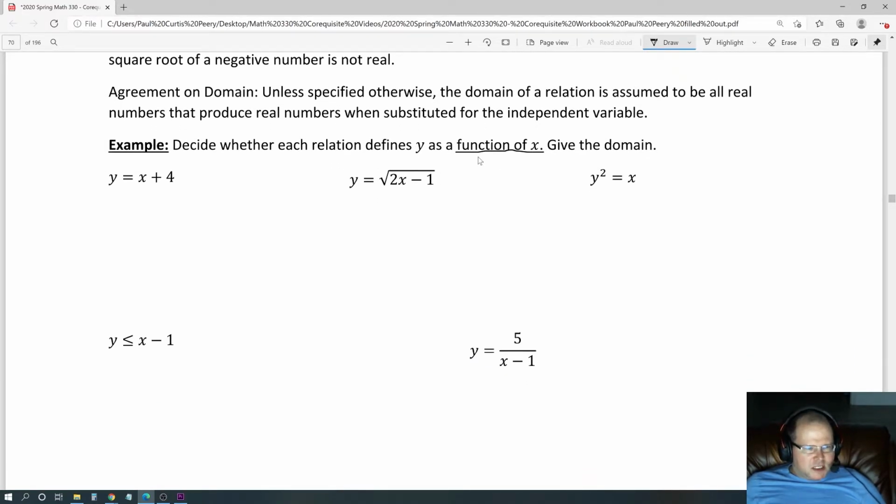So let's try these. Now, we decide whether or not something is a function or not. Okay, so let me show you what is not a function, and that'll hopefully tell you what is a function. So if y is to some even power, like the second power, the fourth power, the sixth power, and so forth, we would say that's not a function.